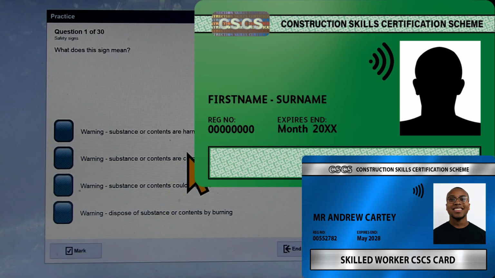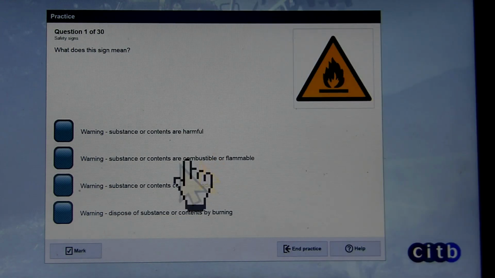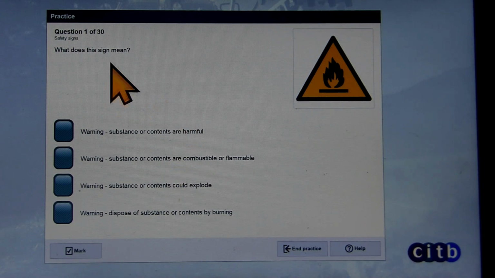Today we are going to do 30 questions from the CITB computerized test. Okay, let's start, question number one. By the way, this CITB test is very important to get your CSCS green cards, CSCS blue cards. So it's very important. This type of question is for operatives, like labor, anyway.